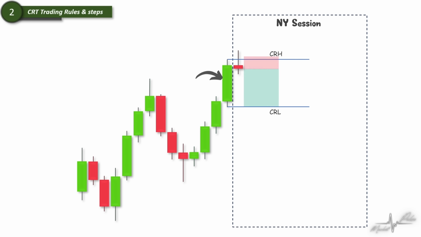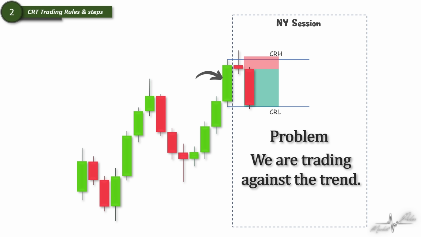This confluence can provide high probability trade setups, especially if you're timing your entries correctly and managing risk with precision. However, there is only one problem with this approach. We are trading against the trend. Trading alongside the trend gives us more confidence and better high-probability setups.